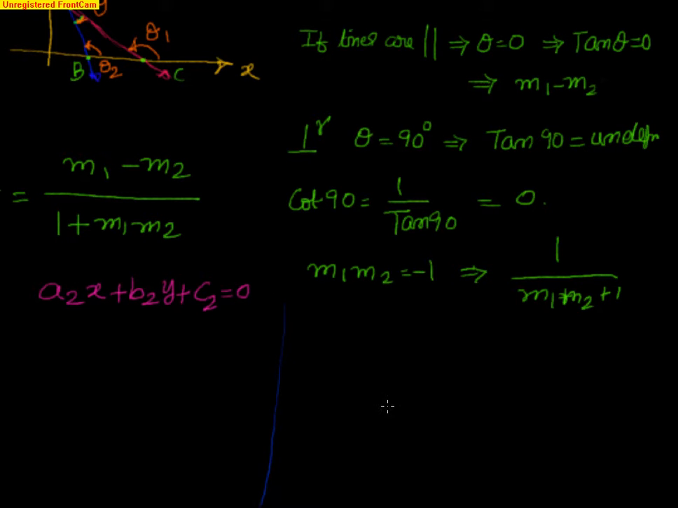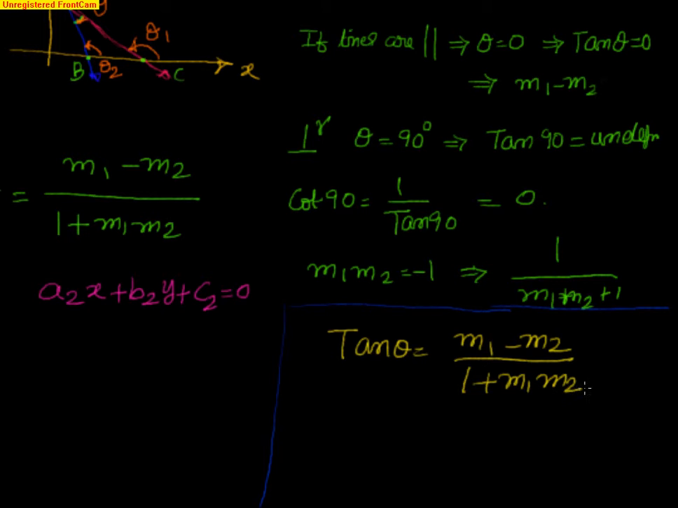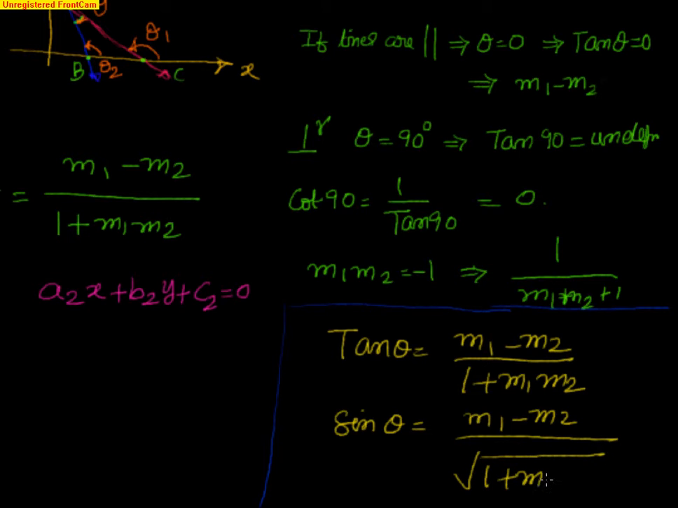I'll just utilize this space, right? You can do this calculation, but this is what you will see. If tan theta is equal to (m1 minus m2) by (1 plus m1 m2), then with simple calculation you can show that sin theta equals (m1 minus m2) by square root of (1 plus m1 square) into square root of (1 plus m2 square).